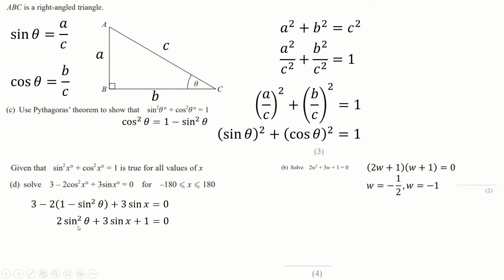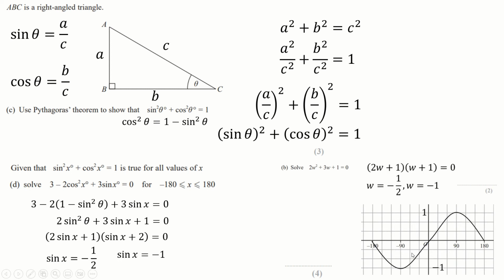Just every time it's a w, we see a sine x instead. It's the same quadratic. So this is going to factorize in the same way, just with a sine x instead of a w. And then it's going to solve in the same way, just with a sine x instead of a w. And then we look at the graph that we drew a couple of minutes ago. And it's saying, okay, well, when is sine of x minus half?